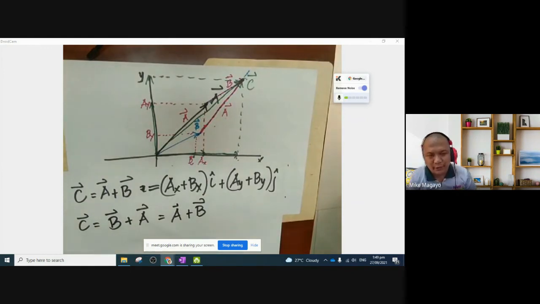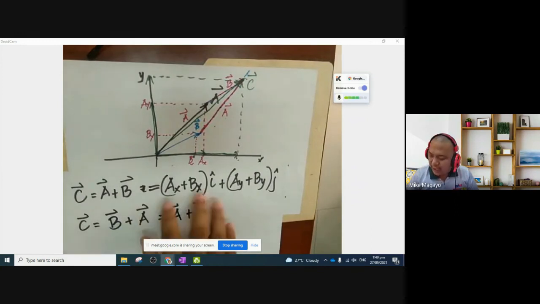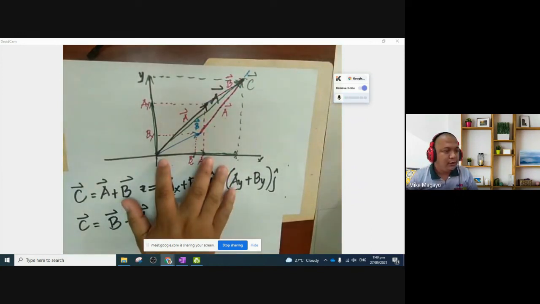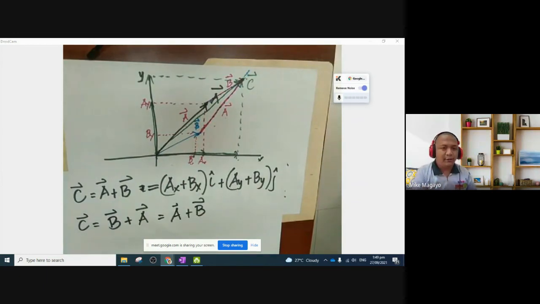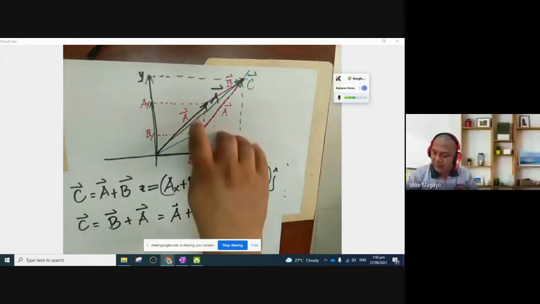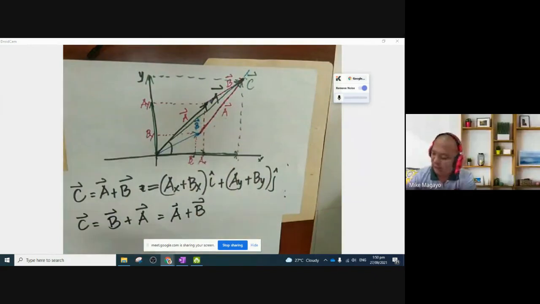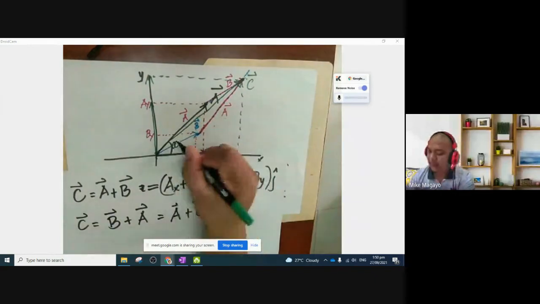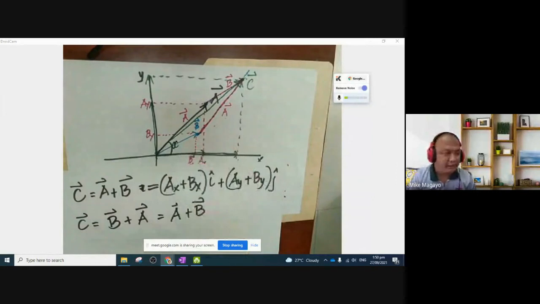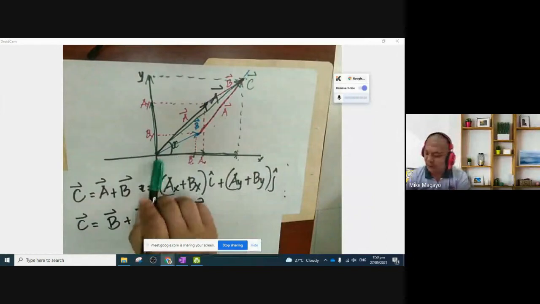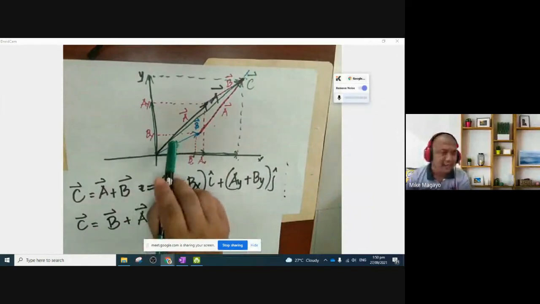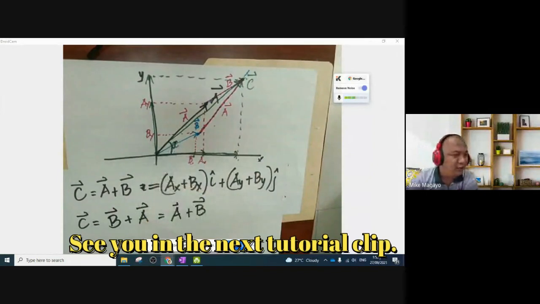But again, the two approaches, the parallelogram method and the head to tail method, are geometrical approaches. Hence, you must use a ruler. The scaling must be accurate. And now the next question you would be asking is, what's the direction of vector C? Given the vectors A and B, what do you think is the direction of C? So this angle alpha can be determined using a protractor. Using a protractor, measure the angle. That would be the angle that indicates the direction of vector C.